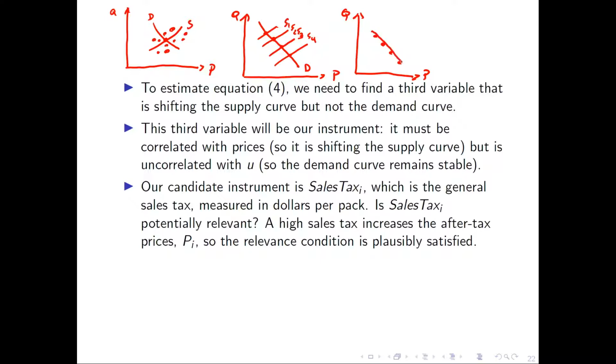And if we have these lines, we can easily find the slope, the relative change in quantity given a change in the price. So this means that we need to find a variable that can shift the supply curve but not the demand curve. And this variable will be our instrumental variable. And this instrumental variable is correlated with prices but not with any other factor affecting the demand. So it's uncorrelated with the residual from the demand curve.